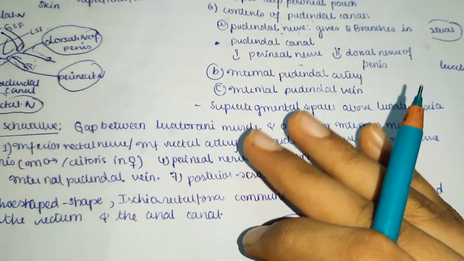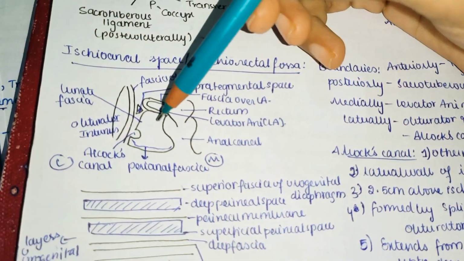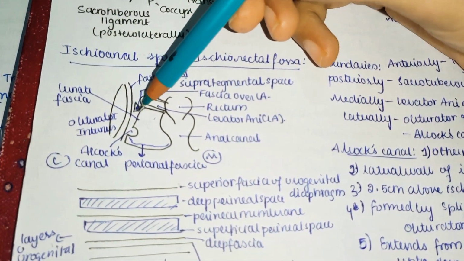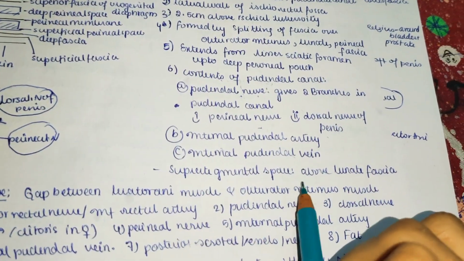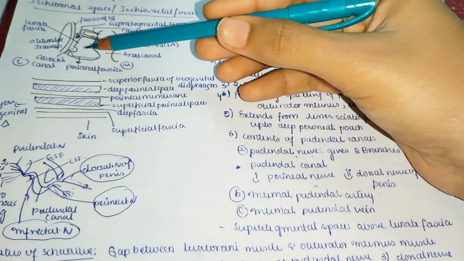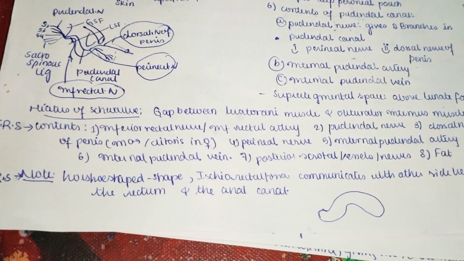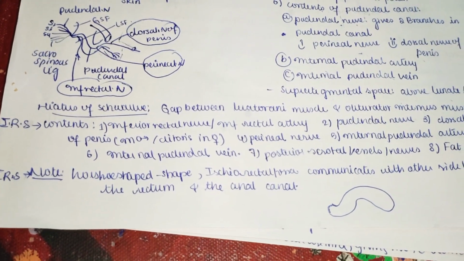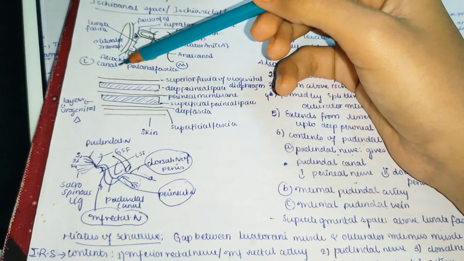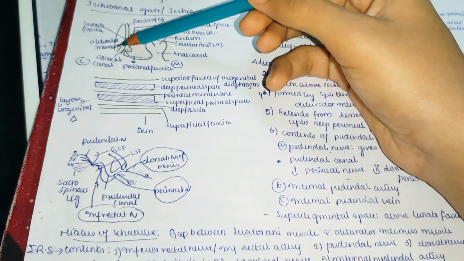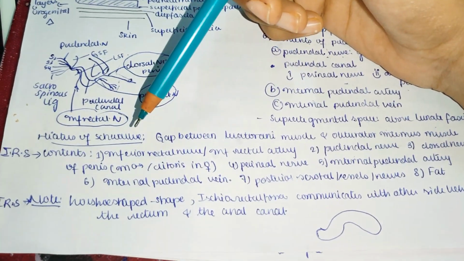So next, suprategmental space. Actually, if you see here, above the ischioanal fossa you will see a suprategmental space. So the suprategmental space is just above lunate fascia. This is the lunate fascia. Now coming to hiatus of Scarpa. What is this? This is a gap between the levator ani and obturator internus. Sometimes there will be a gap between levator ani and obturator internus with no fascia here. Then that is called hiatus.